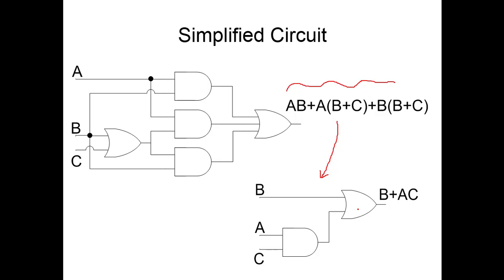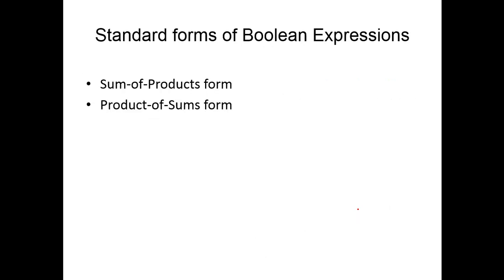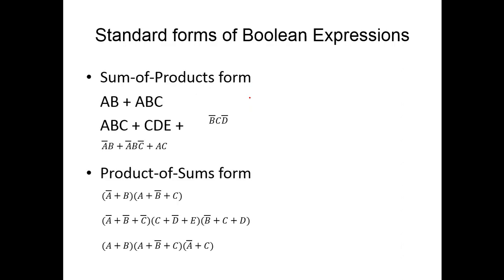And as we have discussed earlier, the standard forms of Boolean expressions are two. One is the sum of product form and the other is the product of sum form. In sum of product form we have multiple product terms and we have an OR operation in between them. For example, AB plus ABC plus CDE plus B complement C D complement. Literals in each term can be in normal or complementary form.